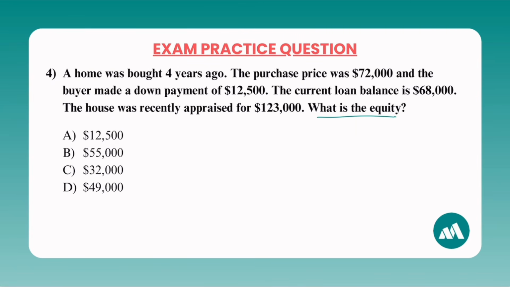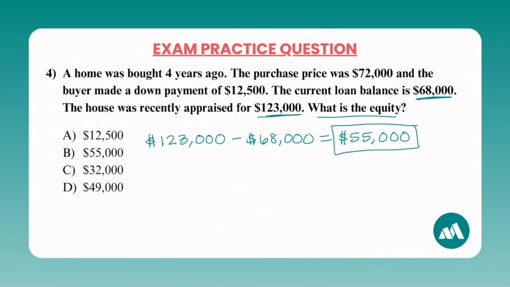So let's look at this example. We see that the house was recently appraised for $123,000. That's the current value. Now, the current loan balance is $68,000. So really, all we have to do is subtract $123,000 minus $68,000. And that equals $55,000. So the answer here is B. So as you notice, none of the other values were required. They were just there to throw you off.